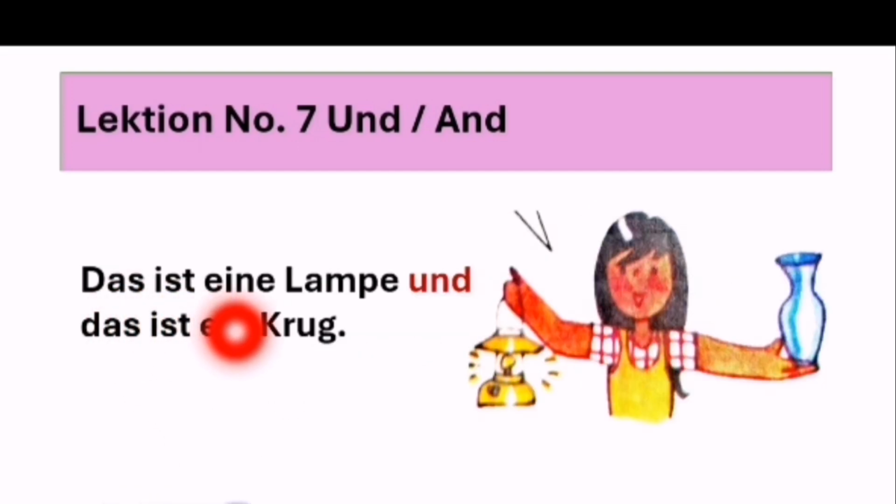Das ist eine Lampe und das ist ein Krug. Krug. This is a lamp and this is a jar. Das ist eine Lampe und das ist ein Krug.